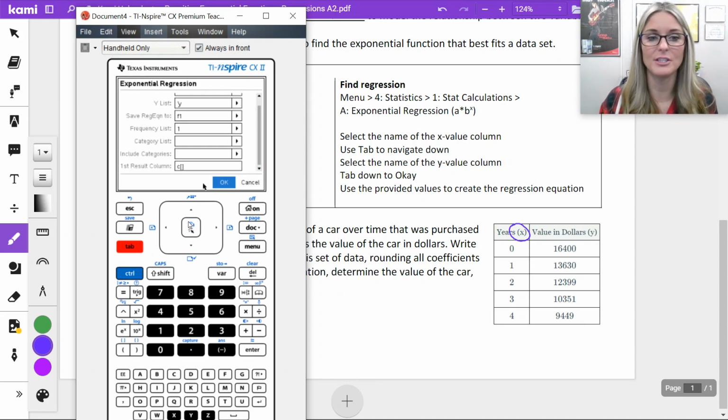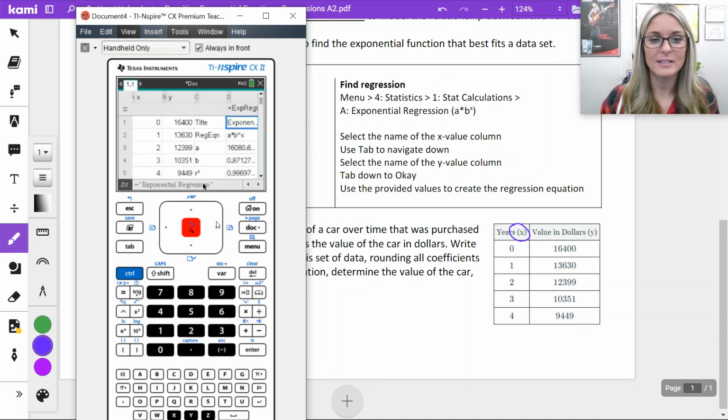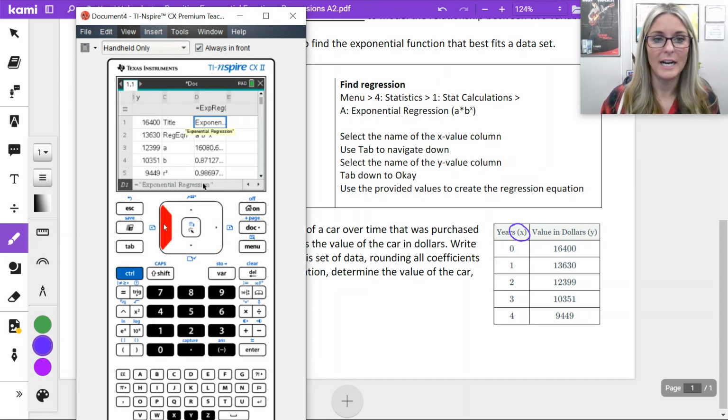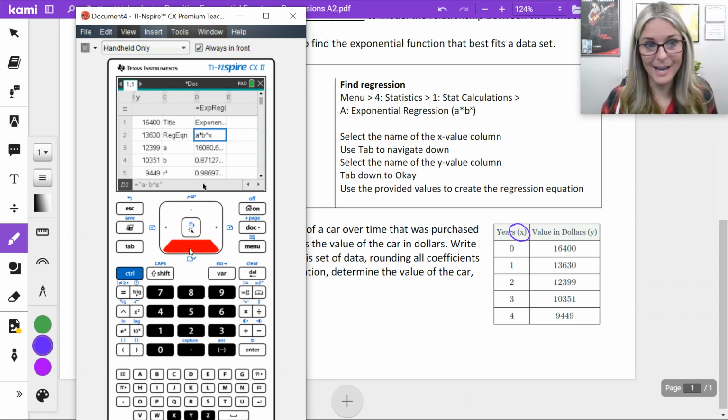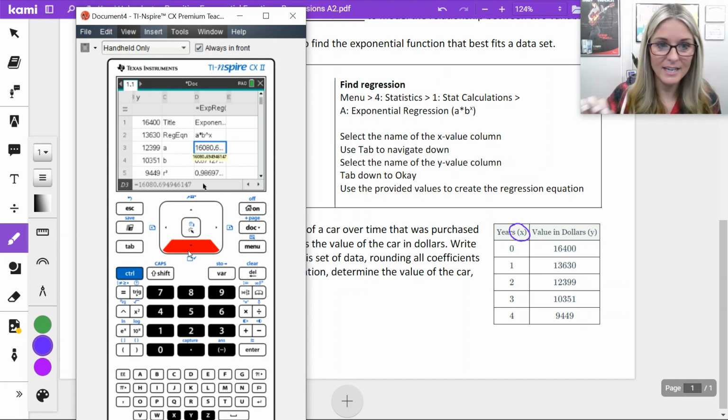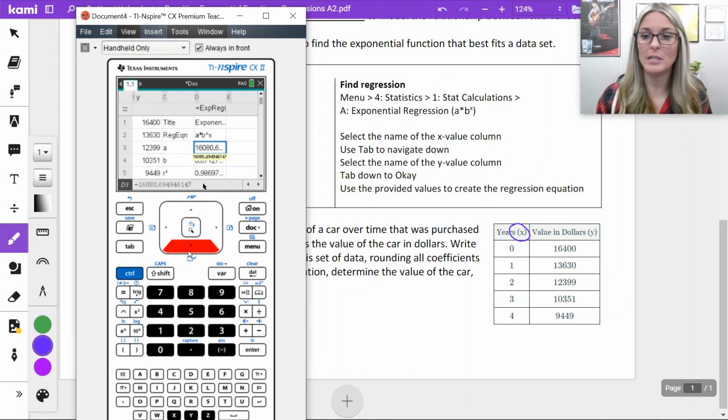So use the tab to get you down to the OK, and it's going to list all that information for you. Our exponential regression is our title. It is A times B raised to the X, where A is going to be 16,080.6949. Now, in the cell, I can only see 0.6. Do you see at the bottom of our screen, there's D3 equals 16,080.6949, da, da, da, da, da. So if you need more decimal places.